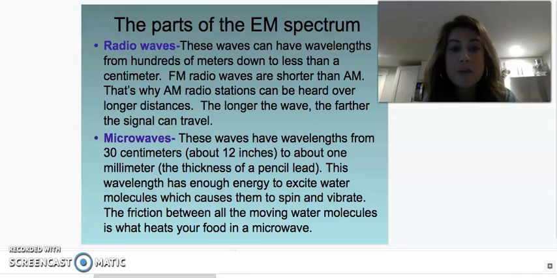Microwaves have wavelengths from 30 centimeters to about 1 millimeter, the thickness of a pencil lead. If you look at your pencil right now, that pencil lead thickness is about how thick a microwave's wave is. This wavelength has enough energy to excite water molecules. Think about if you put water in a microwave and heat it up, it's going to boil a little bit. The friction between the moving water molecules then causes heat in your microwave.